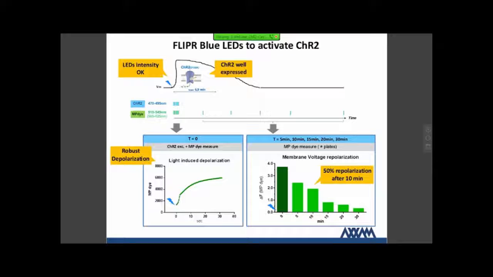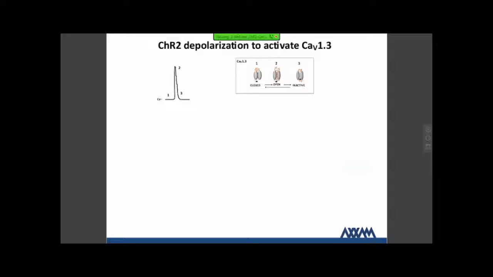So these experiments demonstrate to us that, first of all, we could achieve a good expression of the channelrhodopsin in our assay, and also, a very important thing, the LED was strong enough to activate this channelrhodopsin. We could measure a very robust depolarization, and also the repolarization kinetic was in very good agreement with what is expected with this channelrhodopsin. So we went on with the characterization of the assay, and we wanted to determine if the blue light-induced depolarization was also able to activate the calcium influx through the Cav1.3.